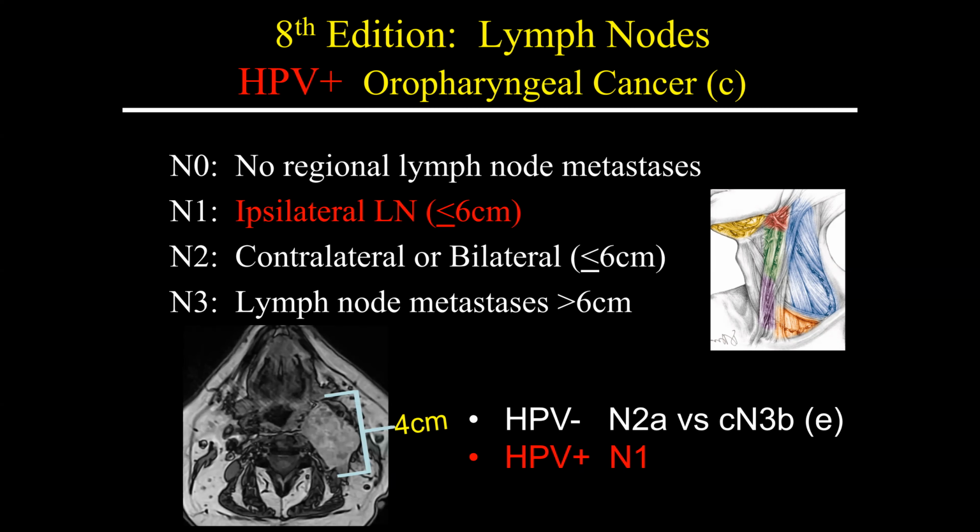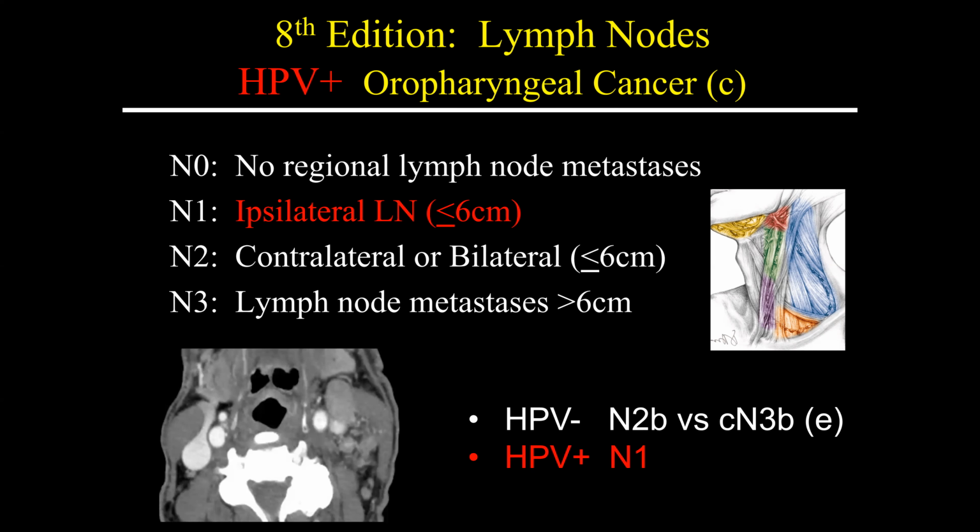And N3 disease is any metastases greater than 6 centimeters. So let's take a look at some of these differences between HPV negative and HPV positive. This was a patient that presents with a 4 centimeter lymph node involved in the left side of the neck. If this was HPV negative, this would be N2A disease. If there was evidence of extranodal extension, this could be upstaged to N3B disease. But this patient was HPV positive, so the nodal staging was N1 disease. So you can see a lower staging will happen, and also a much better prognosis.